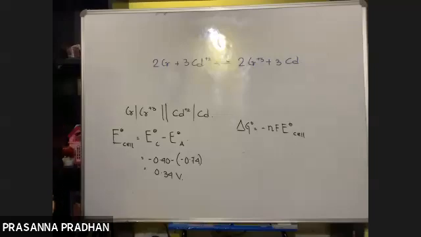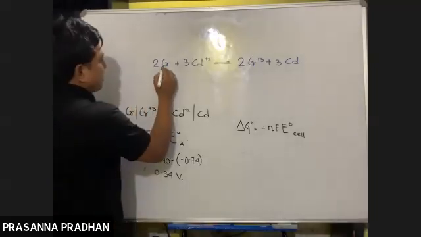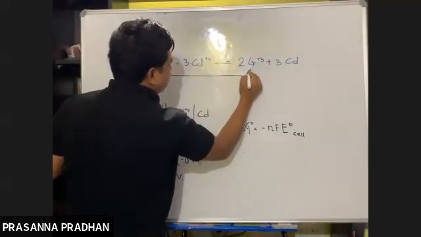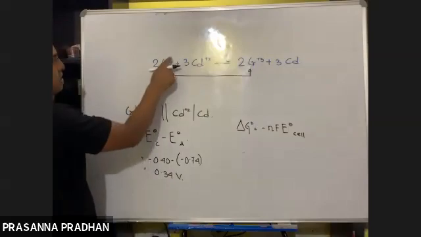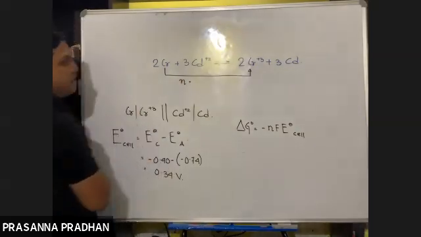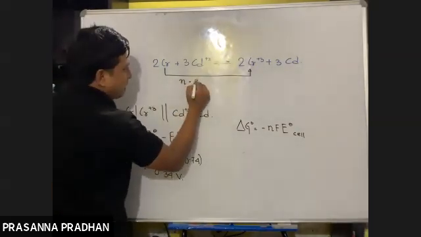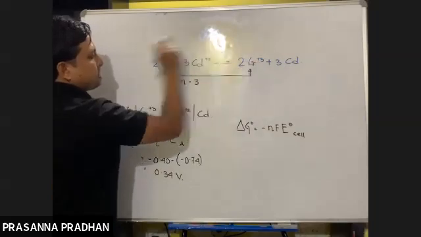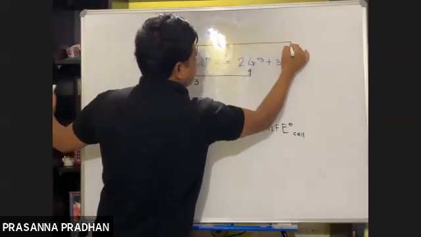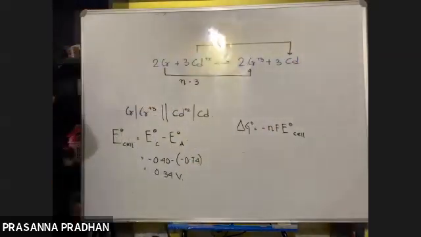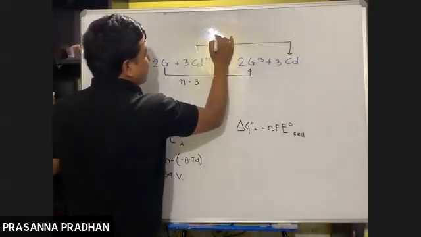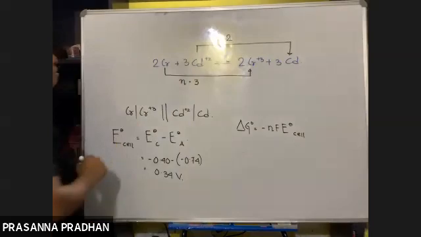Now see, we'll remove the confusion now. The oxidation number of chromium is changing by how many units? 0 to plus 3. So what is the value of n here? How many electrons are involved? 3. 0 to plus 3 means 3 electrons are involved. Now the oxidation number of cadmium is changing from +2 to 0 here. It was +2, it's becoming 0. So the value of n equals 2.